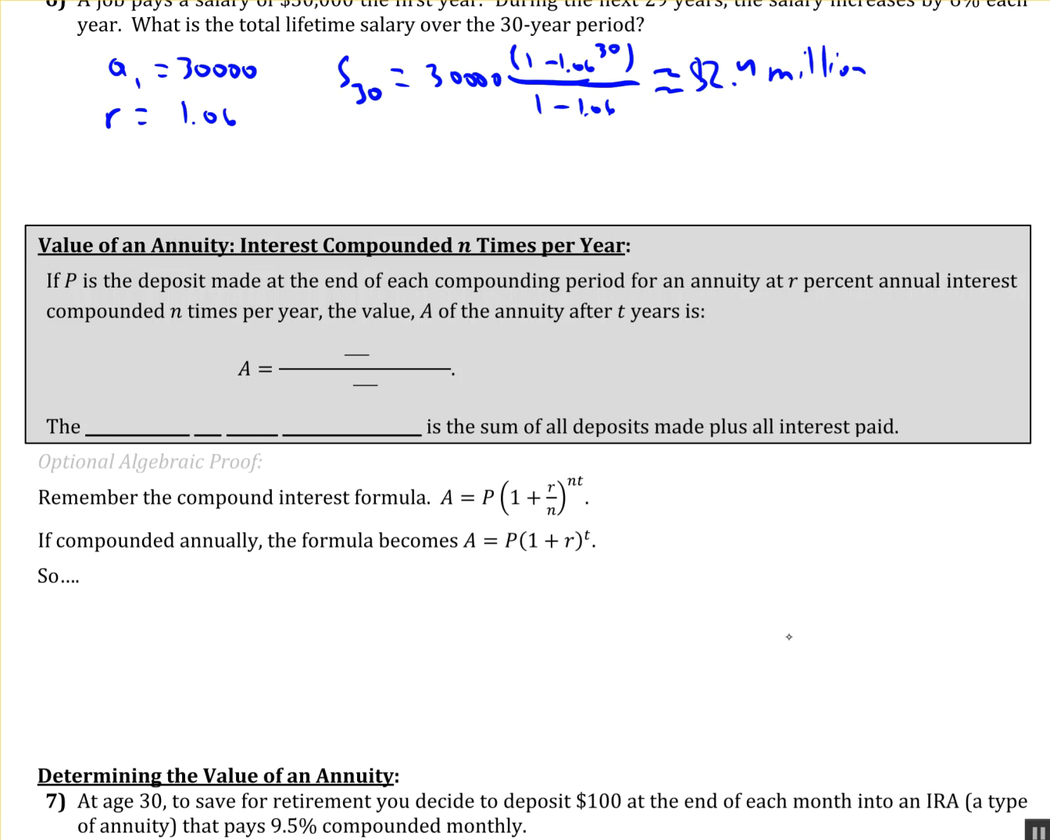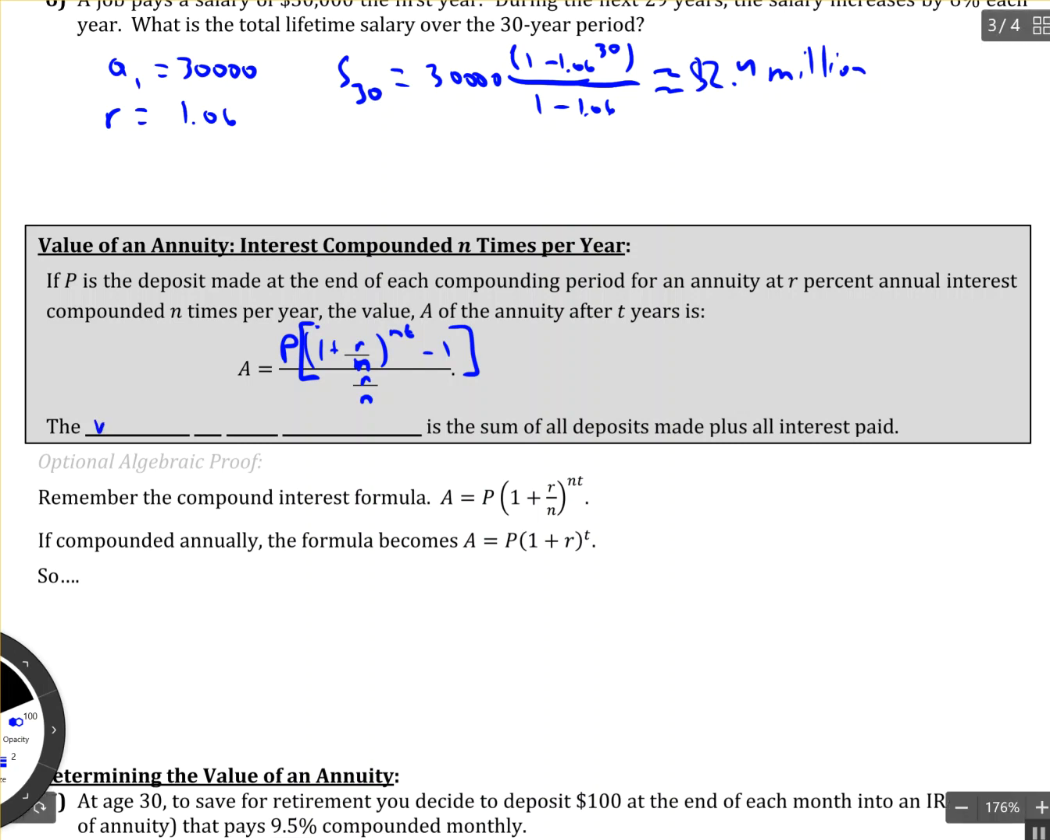It's hard to know exactly what these blanks are supposed to be. So P times 1 plus R over N to the, and there should be an extra parentheses there, to the NT. Make sure my R's and N's are distinct. Minus 1 over R over N. The value of the annuity.